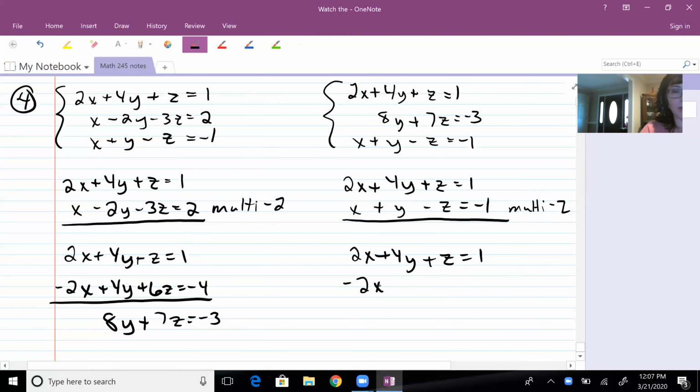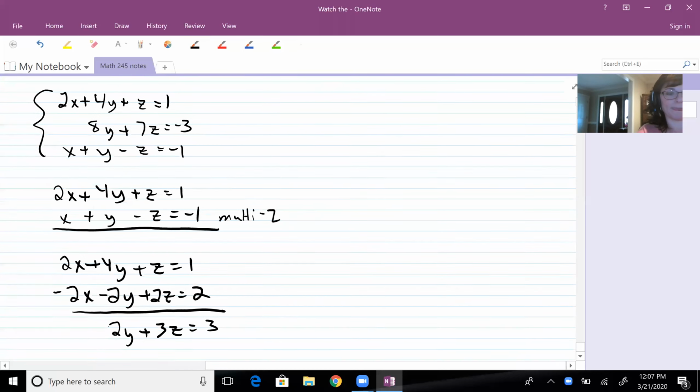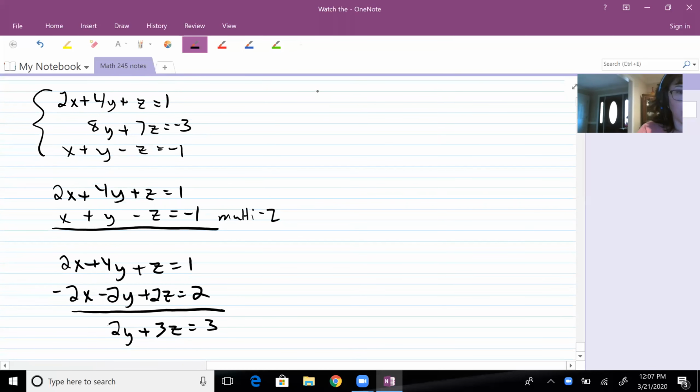So that's negative 2x, negative 2y, positive 2z, and a 2. So the x's eliminate, the y's make a 2y, the z's make a 3z, and the plain numbers also make a 3. This is going to be the new third equation in the system. So we still have our same first. We've got that new second equation that we calculated, and now we've got the new third equation we calculated as well.